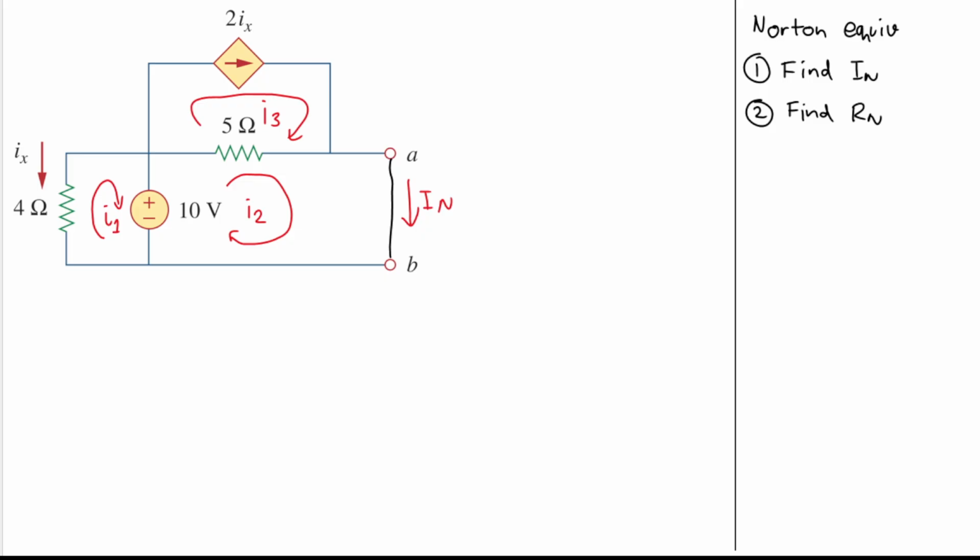We can also extract some information from here. Ix is going down, but I1 is going up, so Ix is equal to minus I1. And then I3 is exactly the current supplied by this current source, which is 2Ix. Remember that Ix is minus I1, so I3 is minus 2I1.